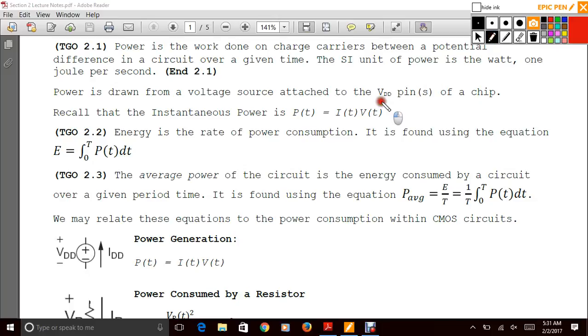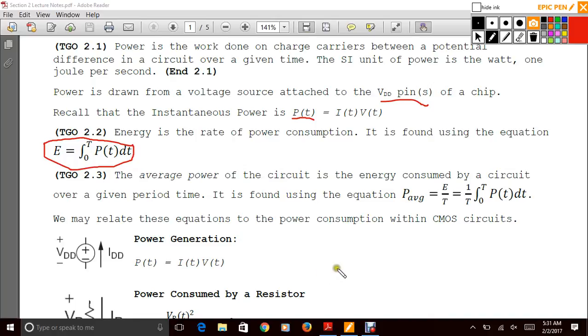So now we know how supply voltages work. We also know that P equals IV, and since voltage equals IR, you get I squared R or V squared over R for your power generation. And this becomes important because we want to use this power equation to relate to energy. So energy is the rate of power consumption.